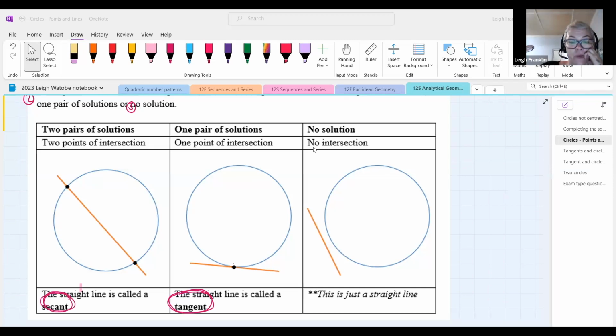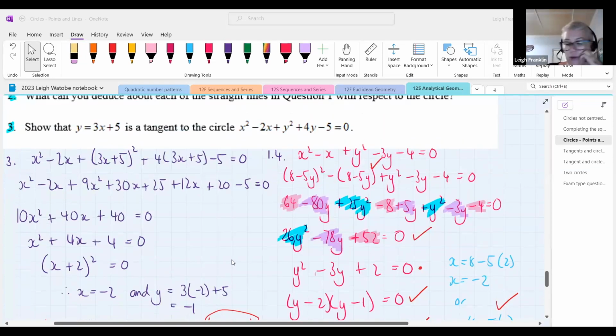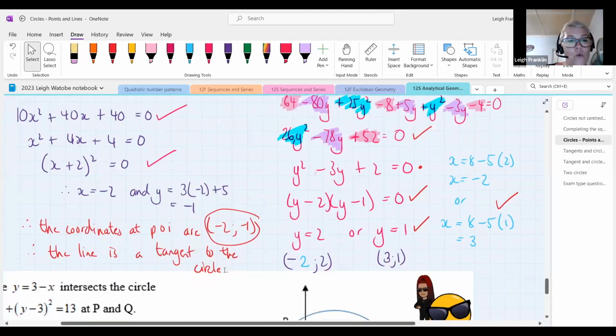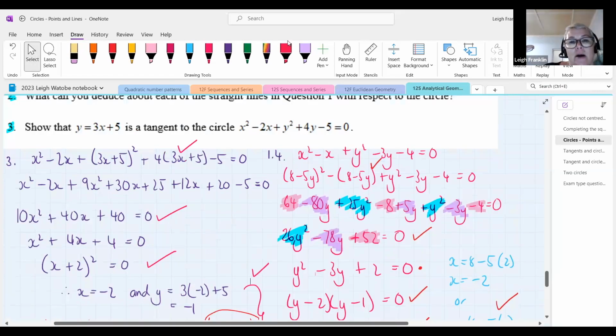How many marks would question 3 be? Good question. Again, there would have to be a mark for subbing in, standard form, factors, and then getting 1 point of intersection. So getting 1 point of intersection together with the explanation would be 1 more mark. So I would say that would be out of about 4.